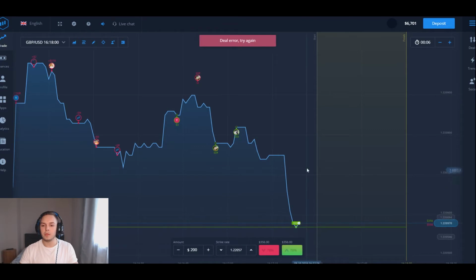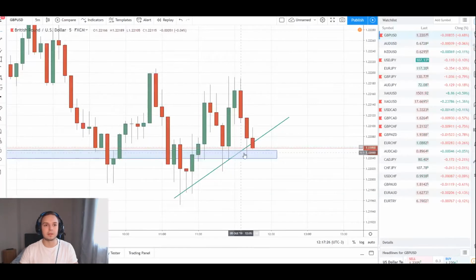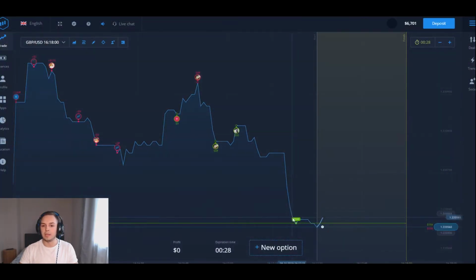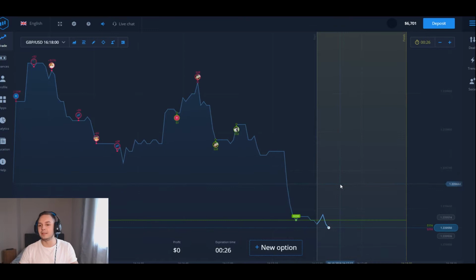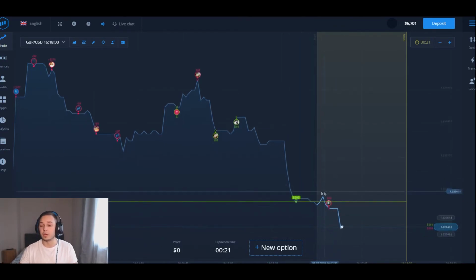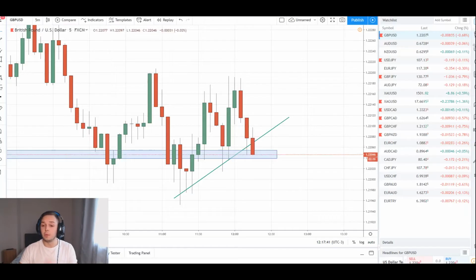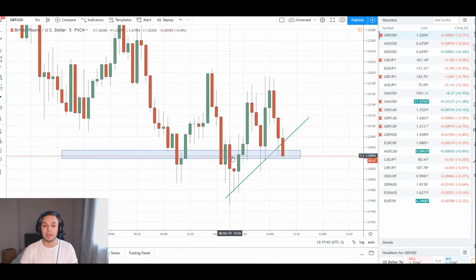Boom. Okay, let's place this. This seems like a nice trade. GBP USD, as you can see, it's breaking this upwards trend line. And yeah, it went down super crazy. We instantly bought. Let's see if it's going to be a nice opportunity towards the upwards direction, and if it's going to be profitable. It might just start breaking, and that's what's happening at the moment.